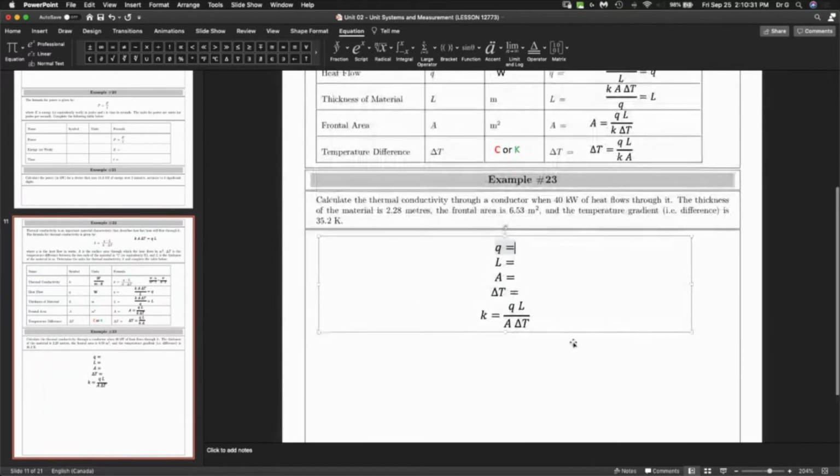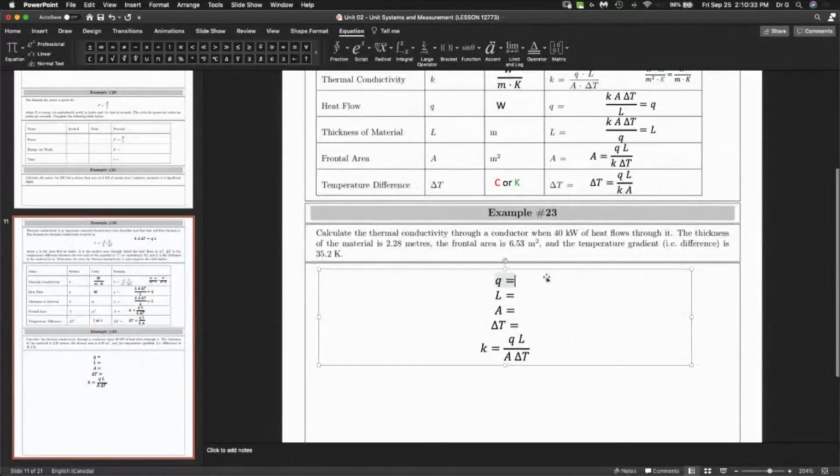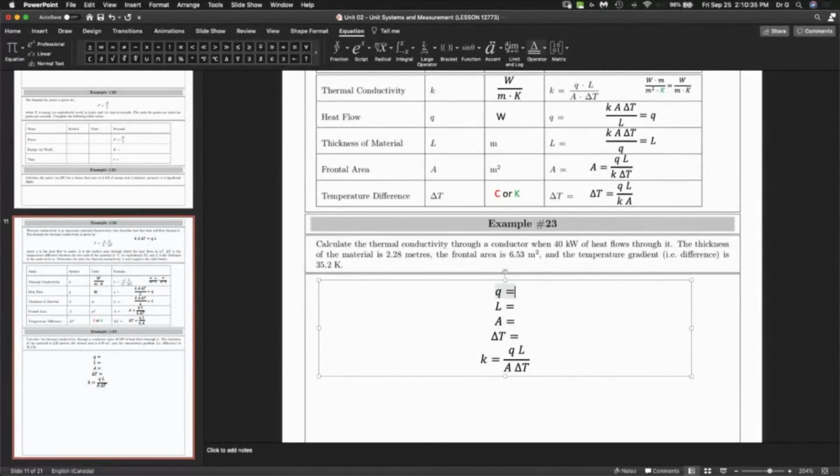Do we know Q? What's Q here? Well, if you don't remember what Q means, that's why you have the table. Look at that. Right in front of you. See, Q is heat measured in watts. So look through the question and look for watts. Do you see watts anywhere in the question? Yeah, 40. Thank you, Peter. So it says 40 kilowatts.